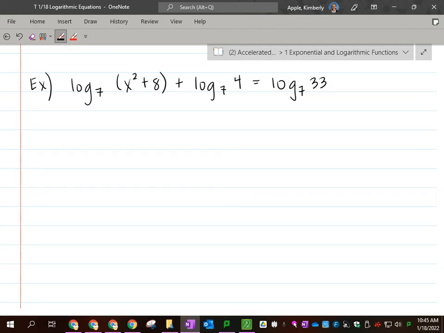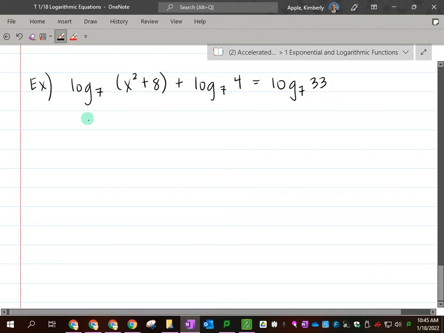Well, a log added to another log on the left. But lucky us, we know the product property, right? We know that we can condense that into a single logarithm. So recall the product property: when you see two logs added together with the same base, we can actually multiply those two things together and combine the logarithms. So this would be 4 times x squared plus 8 equals the log base 7 of 33.